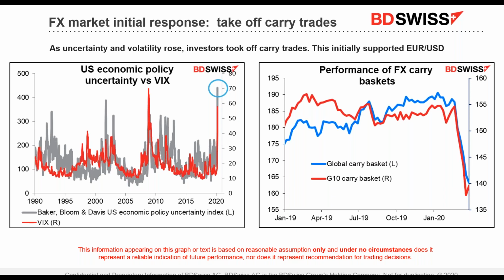Normally when there's uncertainty in the world, when there's some tension, people take off their carry trades. And you can see how that happened on the graph on the right, which shows the return from a global carry basket and a G10 carry basket. People quickly unwound their carry trades. This caused a big surge in the euro. People were funding their trades by borrowing in euro, which had the lowest interest rates in the world, and they unwound those trades, repaid their euro loans, and that caused the euro to appreciate at first. Next slide, please.